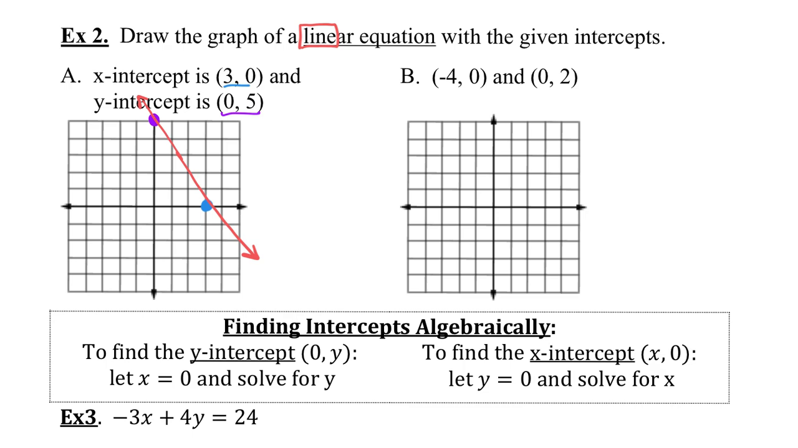For B, same thing. They just didn't tell me which one's the x and the y, but I can tell by the ordered pair. So I'm just going to graph -4, comma 0. So x is -4, up 0.